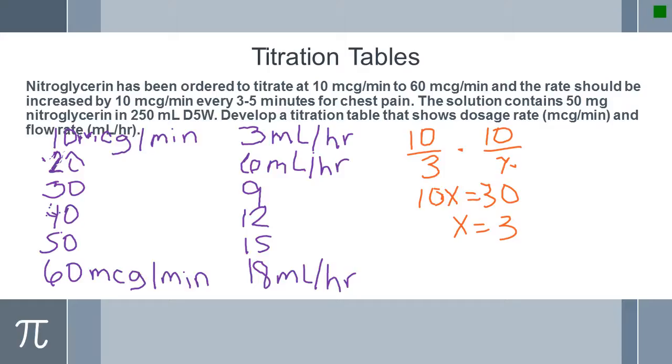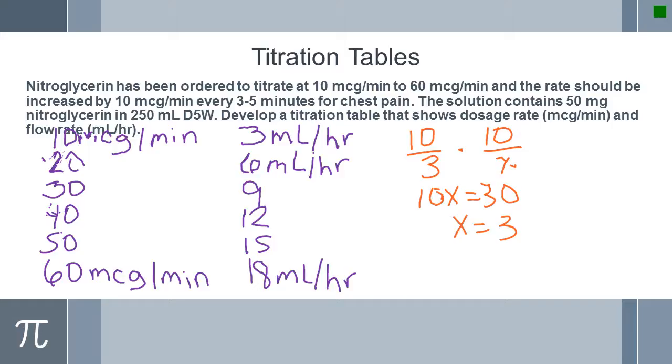So what you're normally going to see is like this one is nitroglycerin. It says that it's ordered to titrate between 10 micrograms per minute and 60 micrograms per minute. And we want to increase our rate by 10 mics per minute every 3 to 5 minutes for chest pain. Our solution comes 50 milligrams in 250 mils. So we want to develop a titration table that shows the dosage rate and the flow rate.